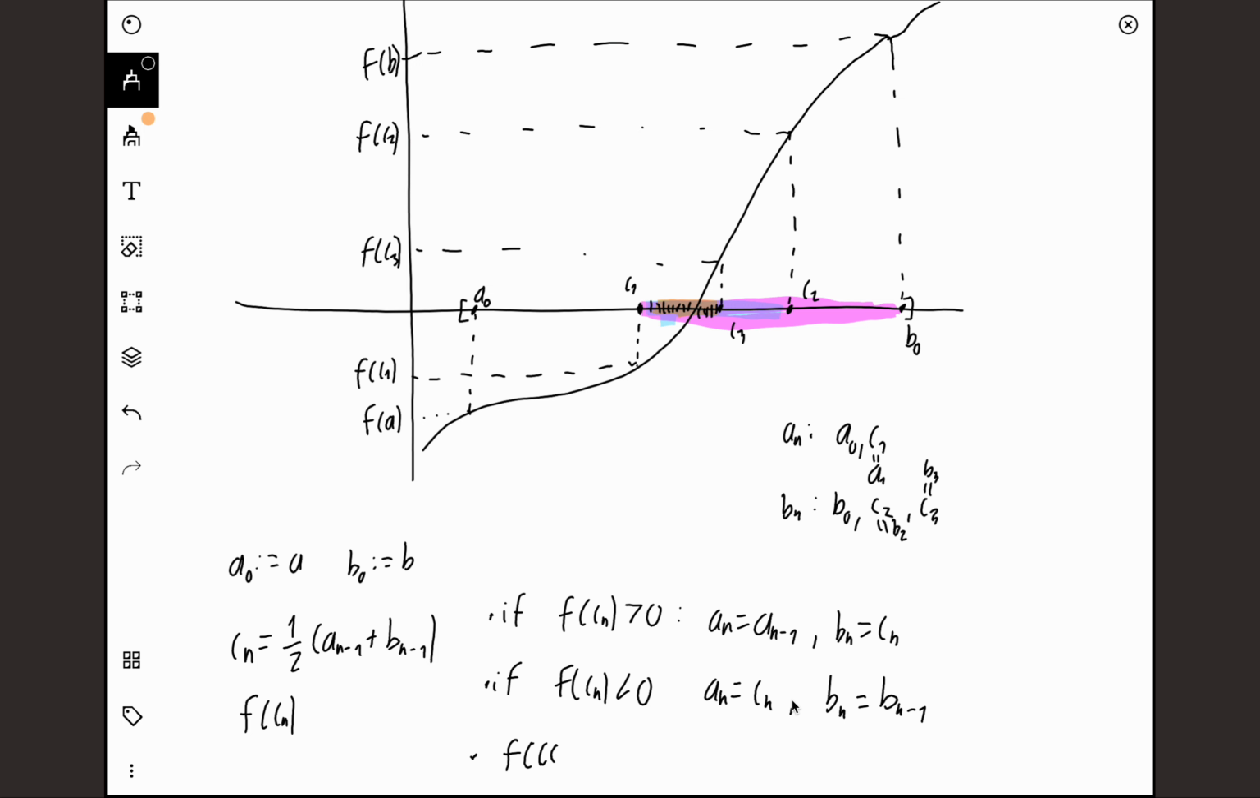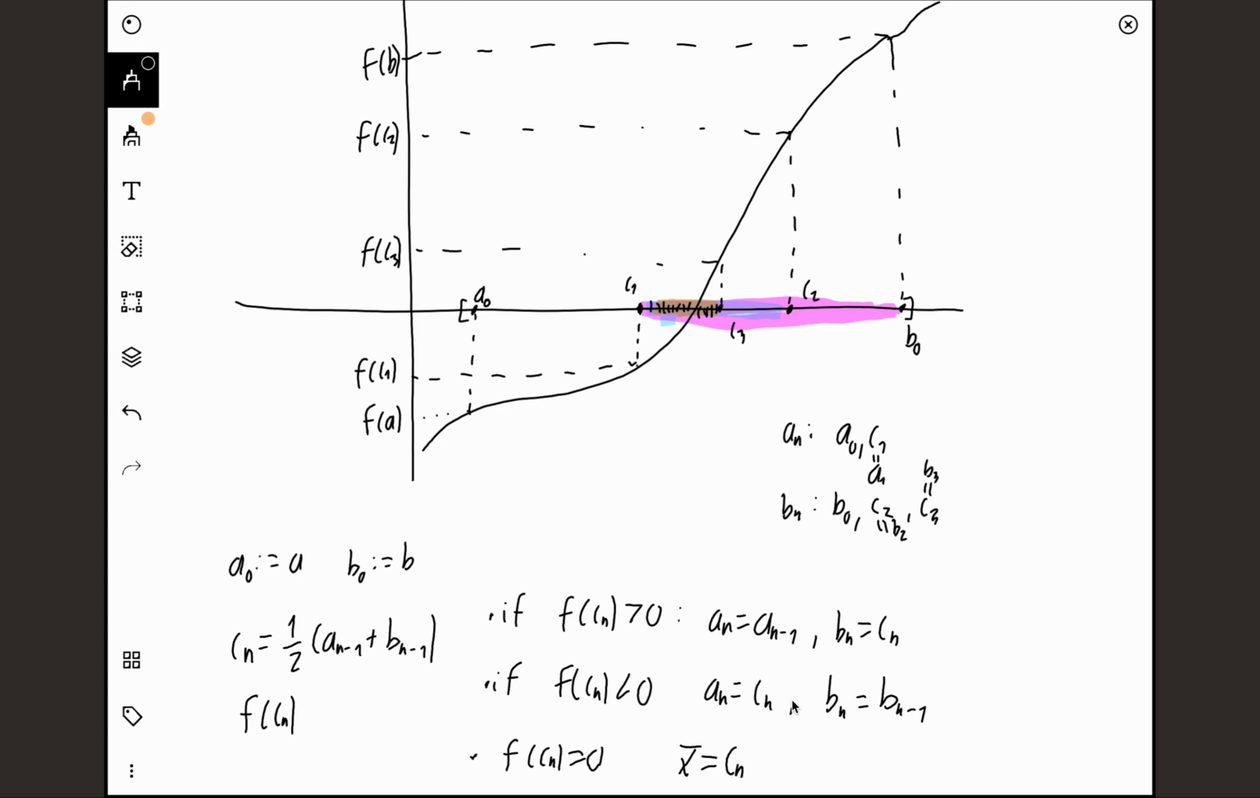If f of cn, I wrote two brackets, this is also important to mention. If f of cn equals 0, well then, our x will just be cn. So in case our interval hits the 0 perfectly, well then our algorithm is done and we found the 0. But here we assume that it's never actually going to hit it. It's just going to converge slowly to it, but it's never actually going to hit the value.